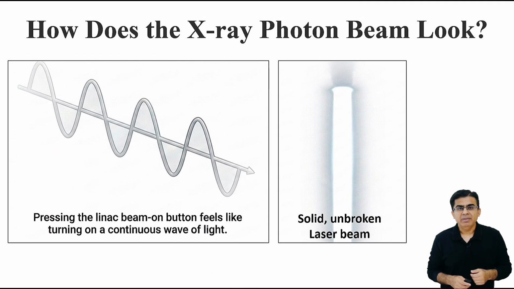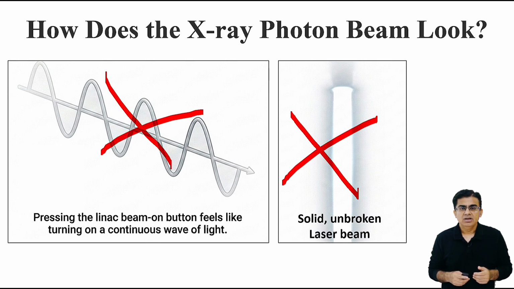Many of you might imagine an X-ray photon beam to be like a steady, continuous wave of light, like this. Or many of you might imagine it to be a solid, unbroken laser beam, like this. But as radiation oncologists, we must understand the physics reality. The clinical megavoltage X-ray beam is not a continuous ray of light. It is not even like a laser. We must completely stop visualizing it that way.